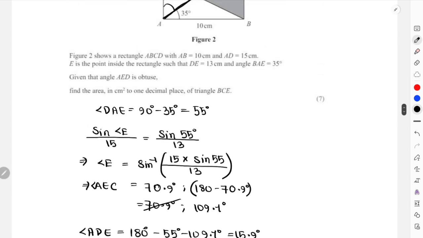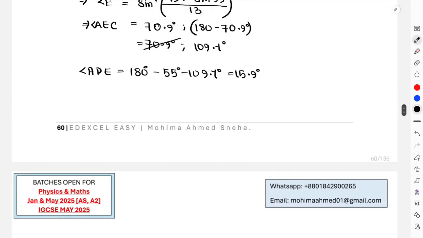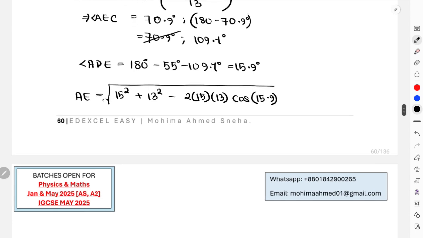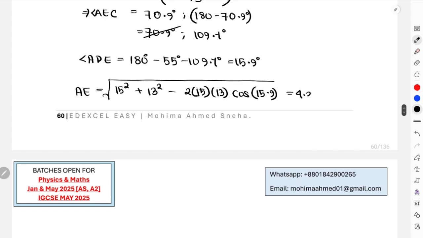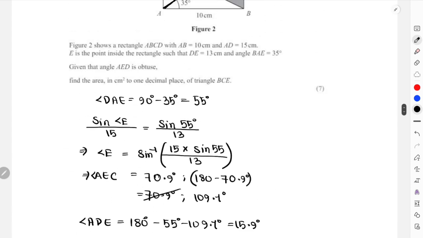And then again, using this you can use the cosine rule to get the length for AE. Length for AE would be root of 15 square plus 13 square minus 2 times 15 times 13 cos 15.9. If we calculate this, the length for AE turns out to be 4.35 centimeters.